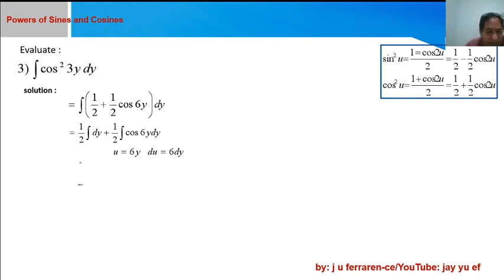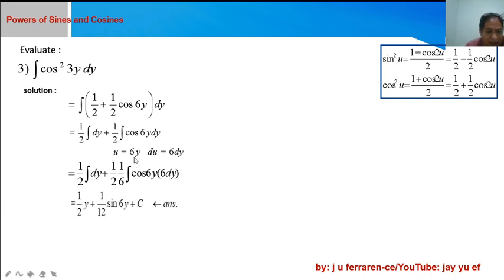My du is 6 dy. So, 1 half of, I'm inserting, by the way, 6 and balance with and neutralize with 1 over 6. Actually, this part here may be skipped, no? To shorten the process of solving. Even here, you can skip that one so that you can save time. So, I have 1 half of y plus 1 over 12.